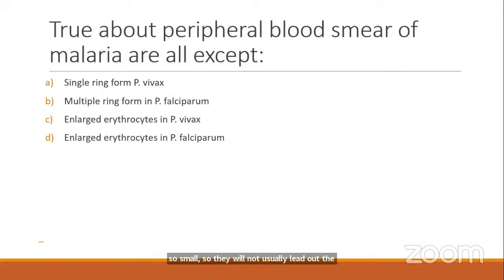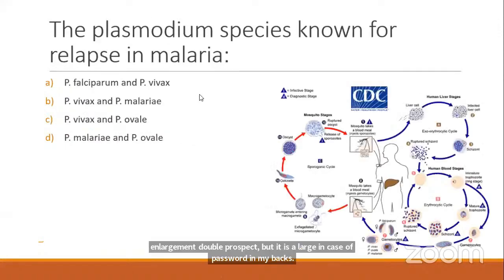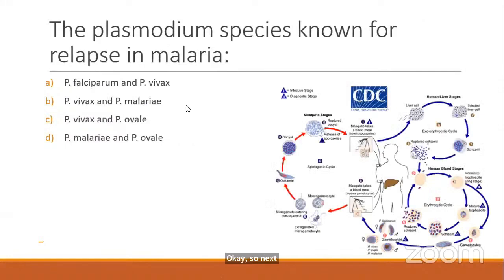Okay. So next question. The Plasmodium species known for relapse in malaria. Yes, it is Plasmodium vivax and ovale. In vivax and ovale, it will usually go into a hypnozoitic stage in the liver, which will usually come back after some point of time. So that is responsible for the relapse in Plasmodium vivax and ovale infection.